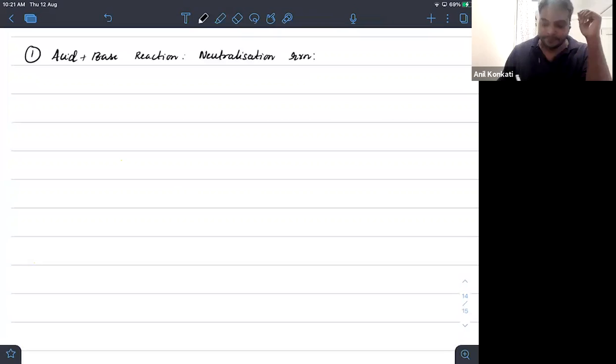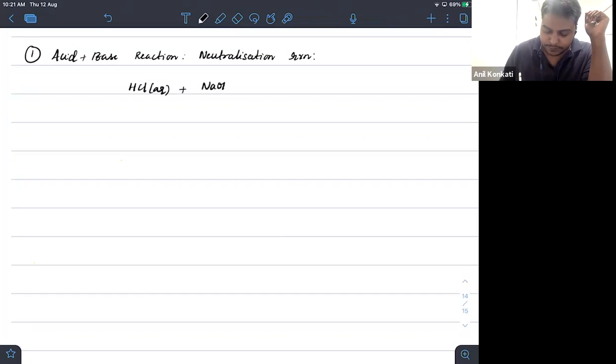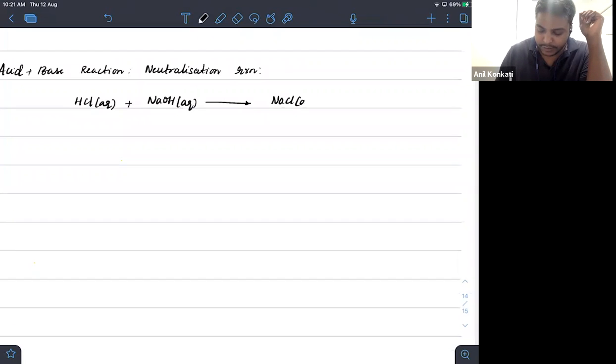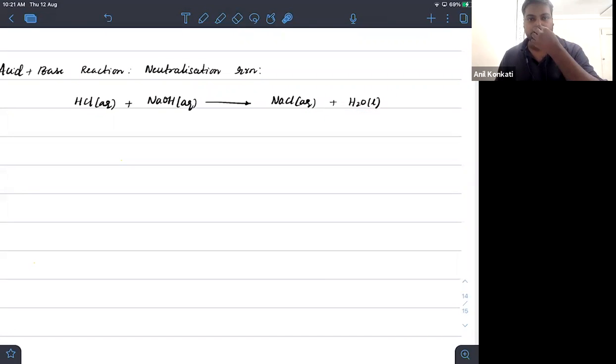For instance, if you take HCl in aqueous form and NaOH in aqueous form, if you treat both of them, it will form NaCl aqueous plus H2O liquid. It means that HCl in aqueous form and NaOH in aqueous form, both of them will react to form a salt and water. This is a typical way of learning about acid-base reaction.